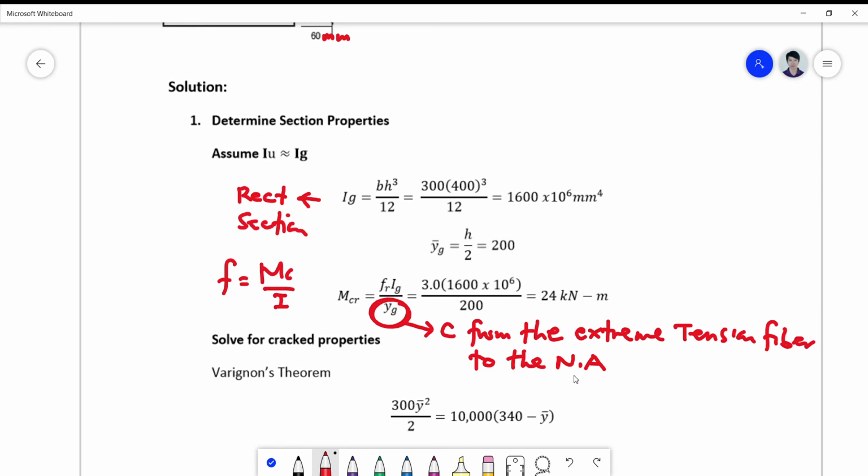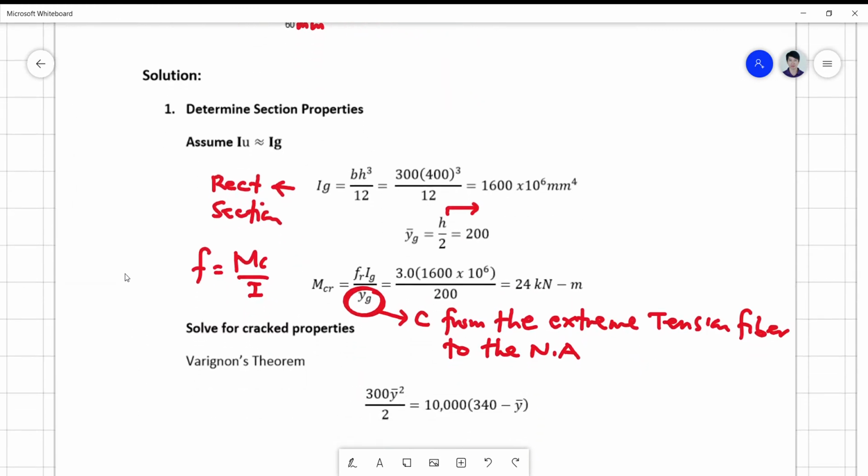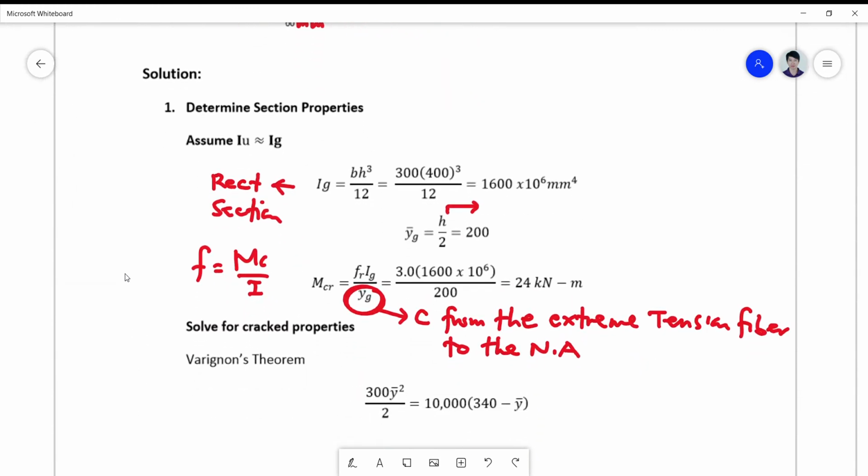Okay, so since this is a positive bending, the extreme tension fiber is actually one half of the total depth. Okay, so this is 340 plus 60 is what? 400. Okay, h is 340 plus 60.